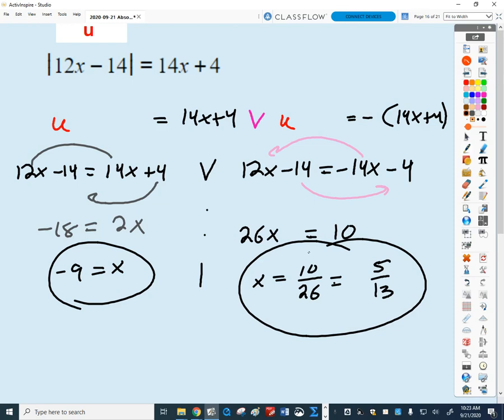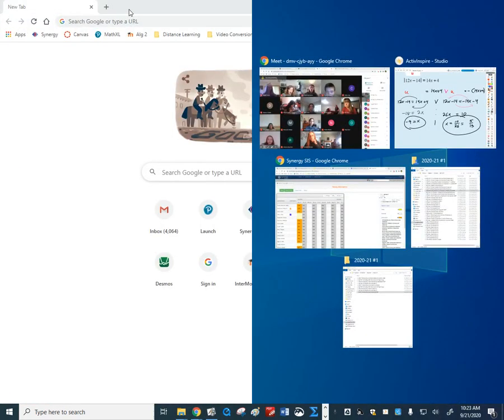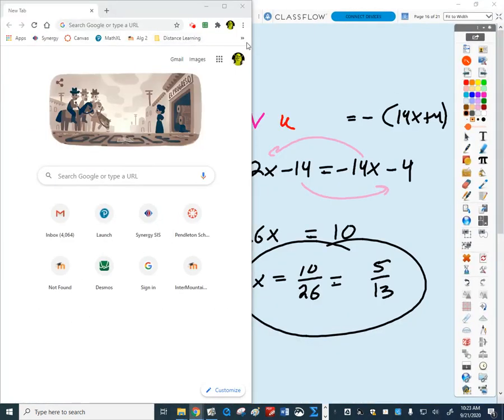How could I know if they're right? Plug them back in. Okay, let's use technology. Let's use technology to do that. So here's a great application of Desmos. Desmos makes this easy. I can't remember if I've showed you this yet or not, but either way, I want to show it to you again.